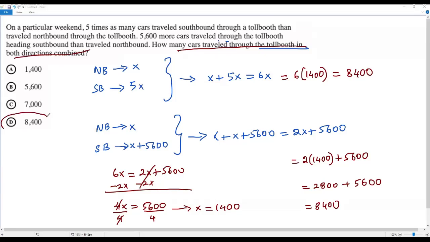We find 8,400 in option D. So the correct answer choice for this question is option D.